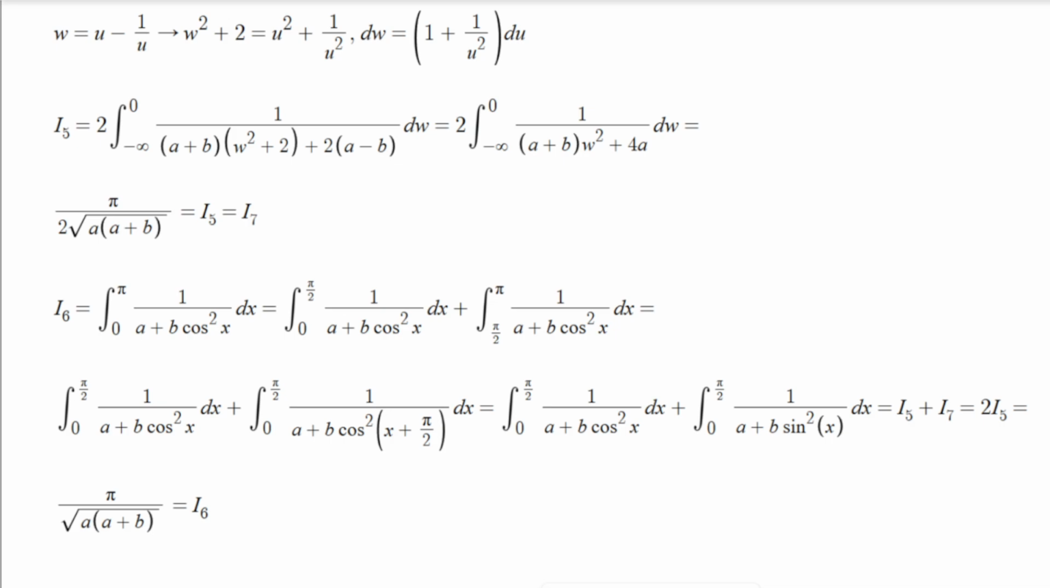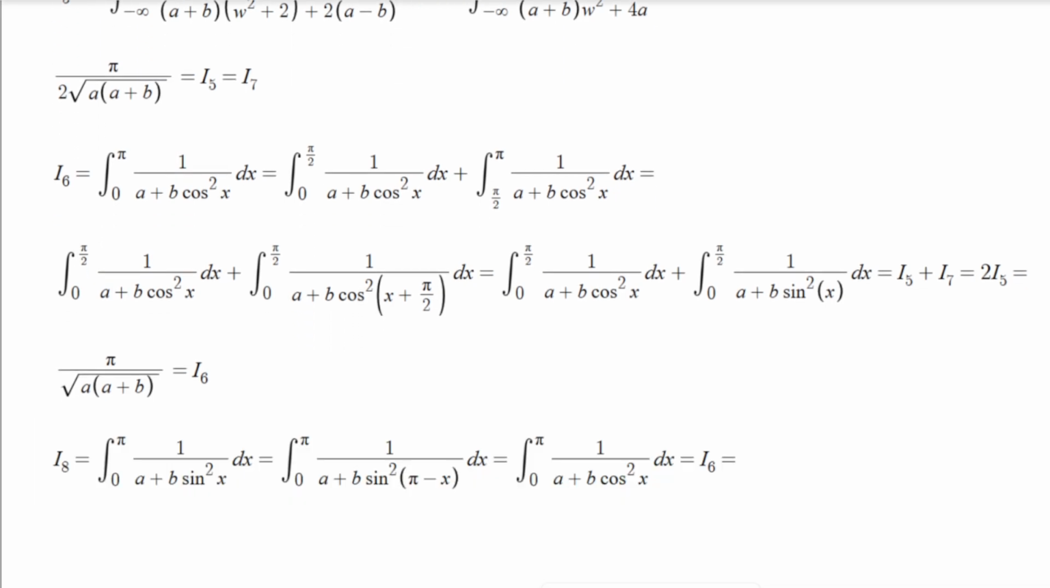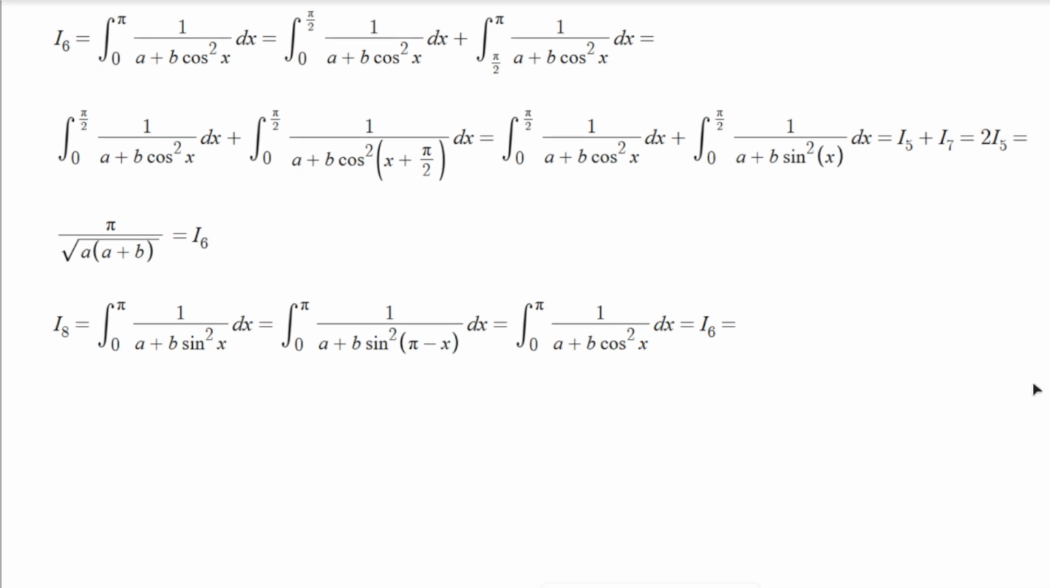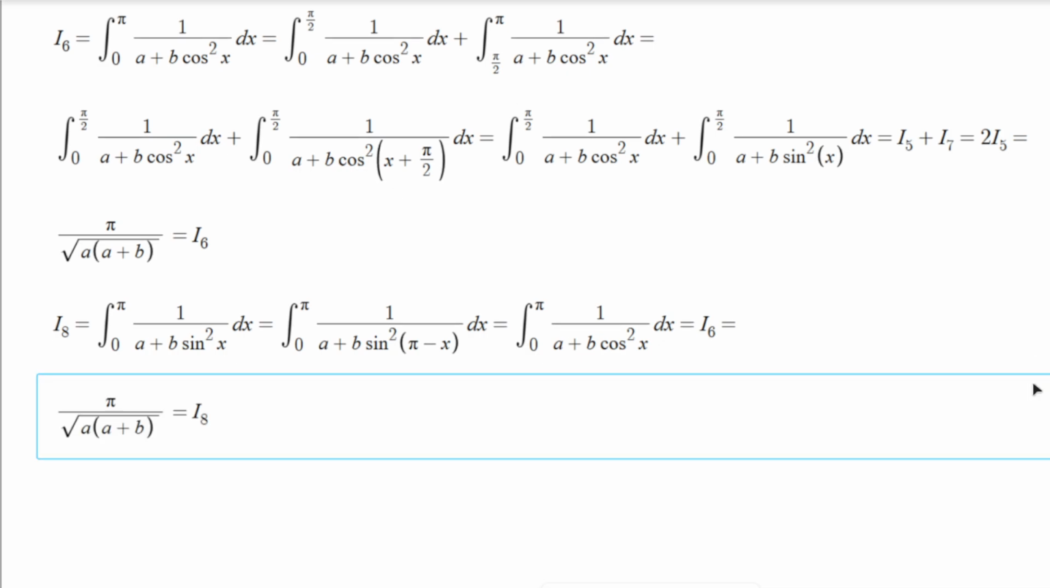All right, what next? Let's solve I8, which is the integral from 0 to pi of 1 over a plus b sine squared x. Okay, well, we can use King's property to show that that's the integral from 0 to pi of 1 over a plus b sine squared of pi minus x. Sine squared pi minus x is just cosine squared x, and that is I6. So that is also equal to that. So now there's, I believe, 4 of our integrals down already.